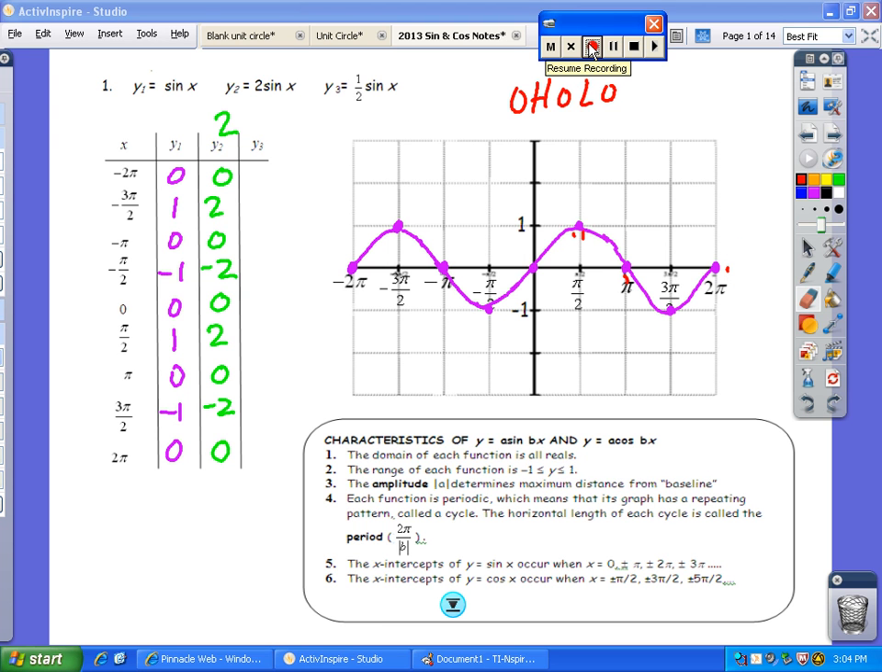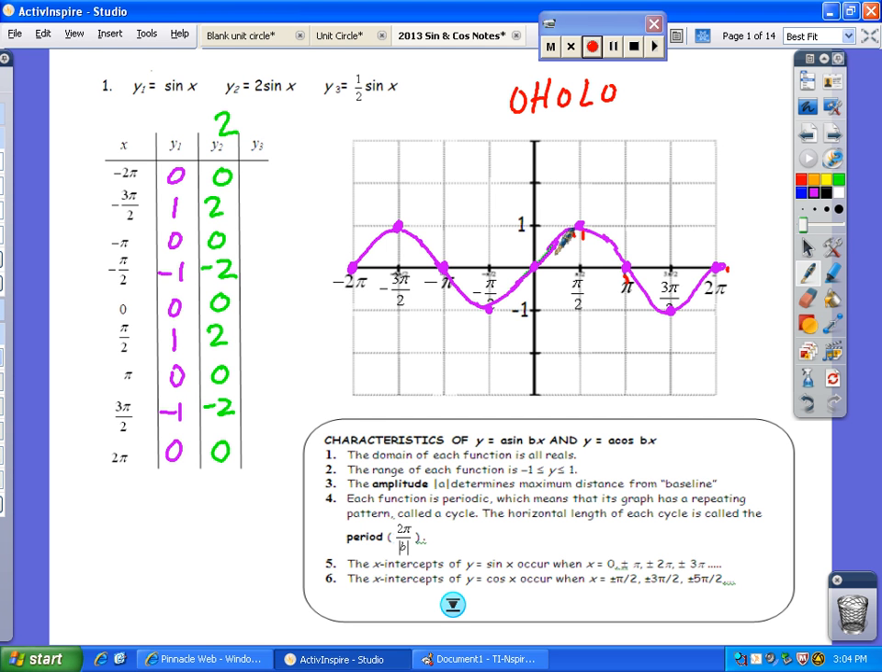The graph is going to have the coordinates listed here in purple. And when we graph it, we're going to come up with a pattern of 0, high, 0, low, 0. That's where we're getting our "hollow" from. And we can connect those. It's going to repeat itself every 2 pi.